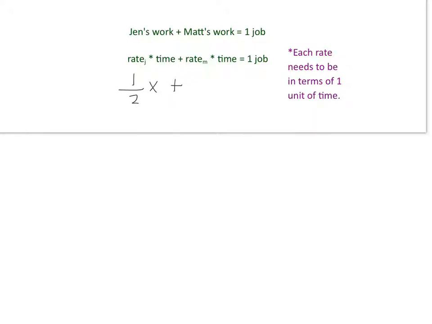Now, we're adding to that the rate of Matt. It takes Matt 3 hours to rake the same leaves. So that 1 job is going to be raked in 3 hours. Now, we do not know the time it takes them to work together, so we're going to call that x. And that together has got to equal the 1 job. So this now is a rational equation, right? 1/2 x plus 1/3 x equals 1.